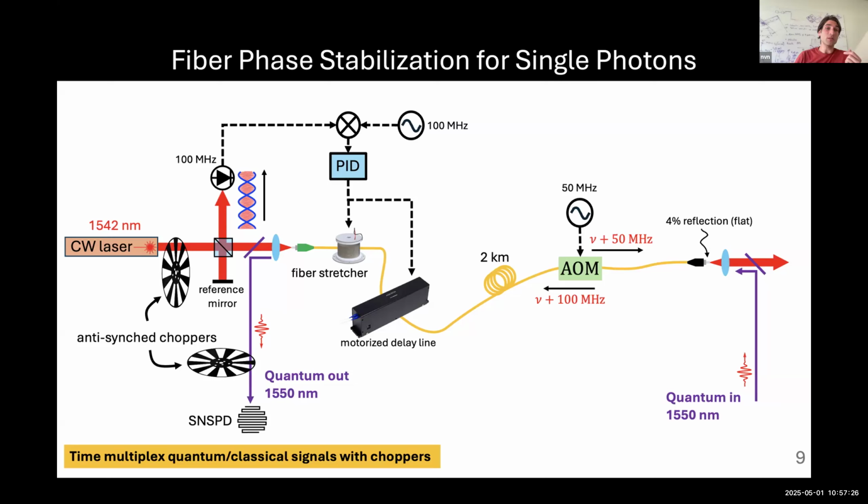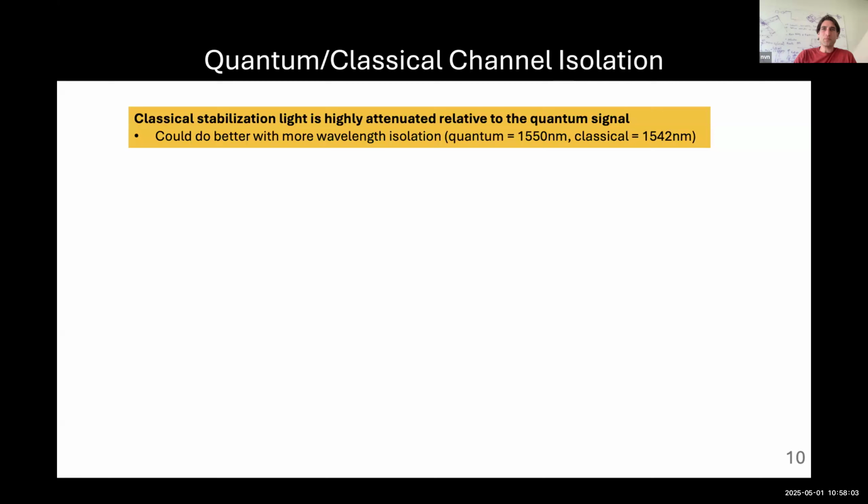The way that we've chosen to do this is with time multiplexing with choppers. What we're doing is chopping up the probing laser, and then we have an anti-synchronized chopper that's catching any stray classical photons. That leaves windows in time for the single photons from the other side to make it through the fiber and hit our single photon detector. So that's our scheme here.